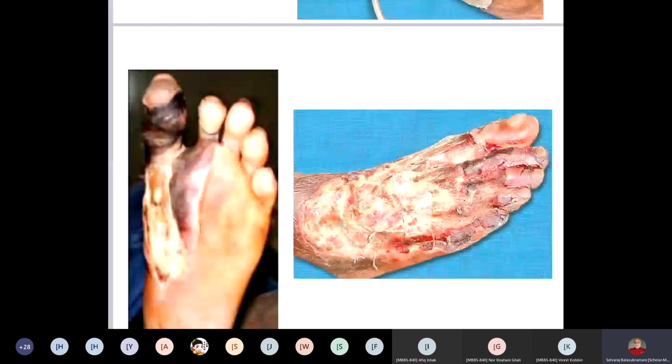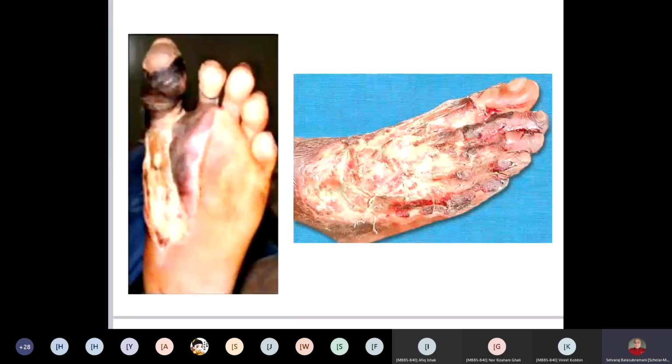Yeah, only one stump will be there. You won't get the stability. It is better to do a below knee amputation for these cases. Okay, this is the arterial ulcer or gangrene, dry gangrene.